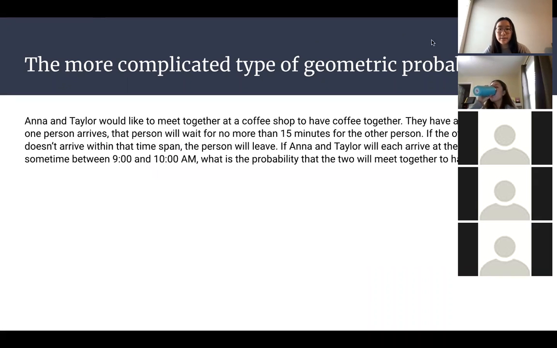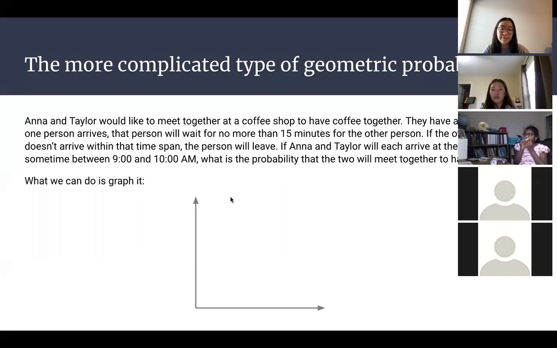Anna and Taylor would like to meet together at a coffee shop to have coffee together, and they agreed that once one person arrives, that person will wait for no more than 15 minutes for the other person. If the other person doesn't arrive within that time span, that person will leave. If Anna and Taylor will each arrive at the coffee shop sometime between 9 and 10 a.m., what is the probability that the two will meet together to have coffee? On the surface, this seems like a very complicated problem, right? But we're going to make a graph.